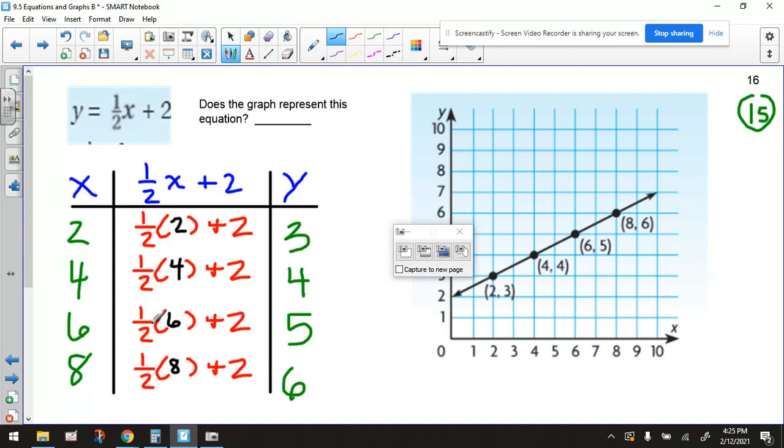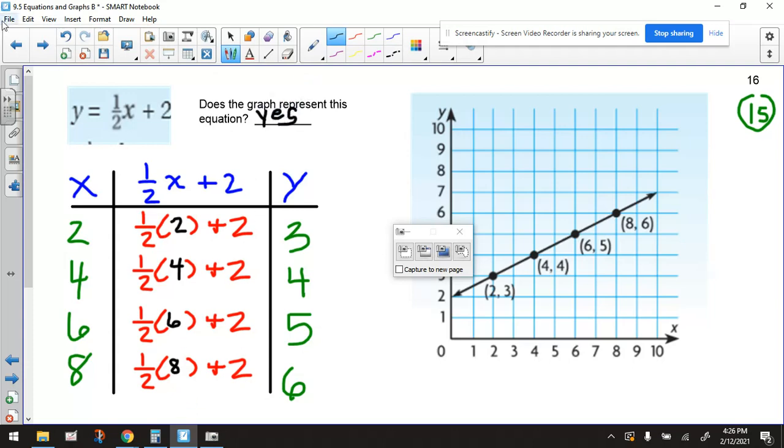If we took half of 6 and got 3 and added 2, that would be 5. If we take half of 4, that would be 2, and 2 plus 2 would be 4. How about this one? Does it work for this? So it seems to work, right? So we would say, does the graph represent the equation? We're going to say yes, it does.